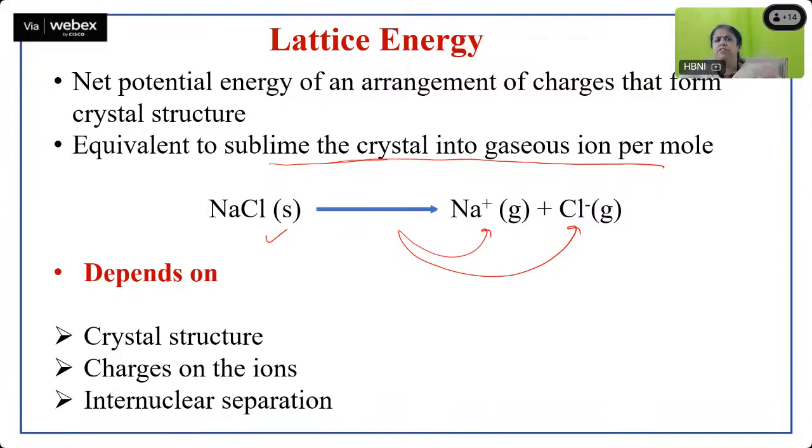Even if you have not studied anything about lattice energy, if I ask you what it will depend upon, you will first tell me it will depend upon charges. The higher the charges, the more the force of attraction, the higher the lattice energy, right? Second factor, internuclear separation. The closer the opposite charges, the more the attraction, right? Third is crystal structure, because it determines how those charges are arranged. So the three factors that control lattice energy are crystal structure, charges of the ions, and internuclear separation.